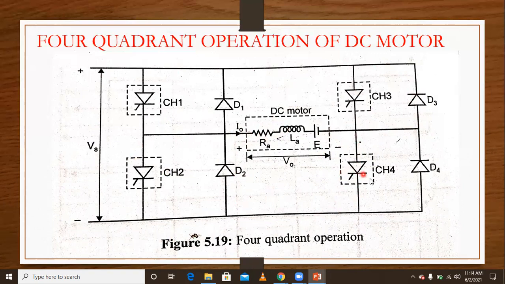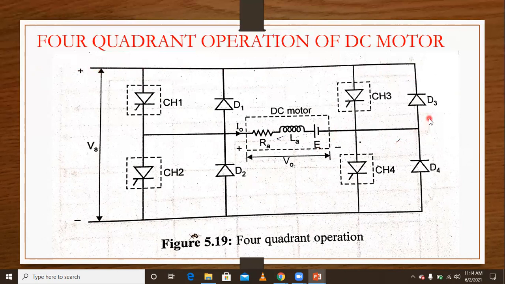If chopper CH4 is turned off, the current is fed back to the supply, but the current flowing to the DC machine is in the same direction as before. So V0 is like this. Current is positive, but voltage is negative. The supply positive is connected to the machine's negative terminal. Current direction is the same, but voltage is negative.